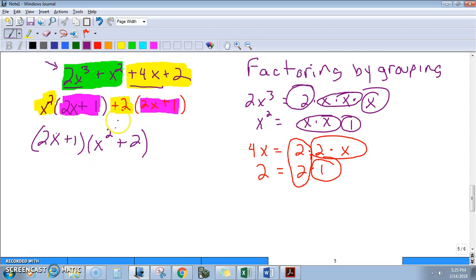Okay. Now, we still need to factor x squared plus 2, right? So what does that look like? Because I can still factor this, so I can find all my zeros. Or, I can already tell in my head it's not going to be perfectly factorable, because check this out.